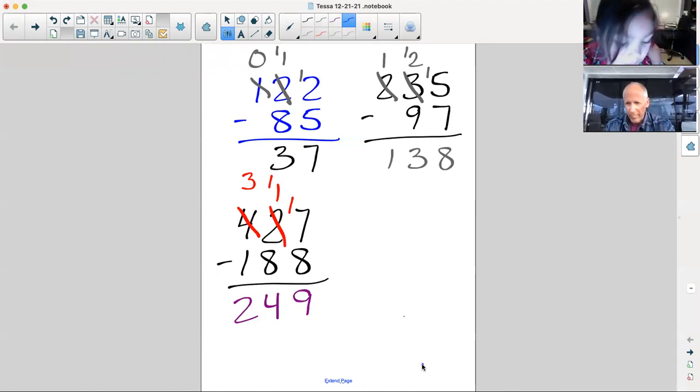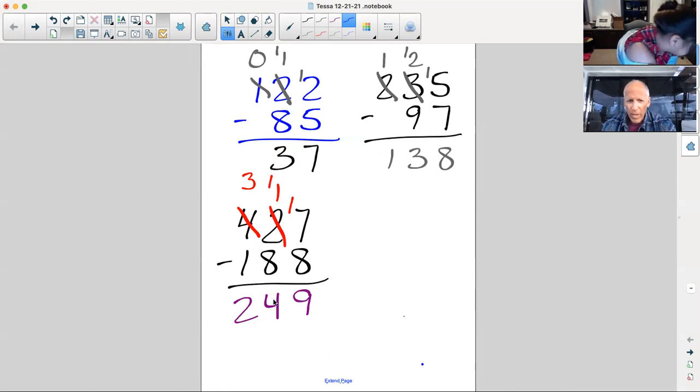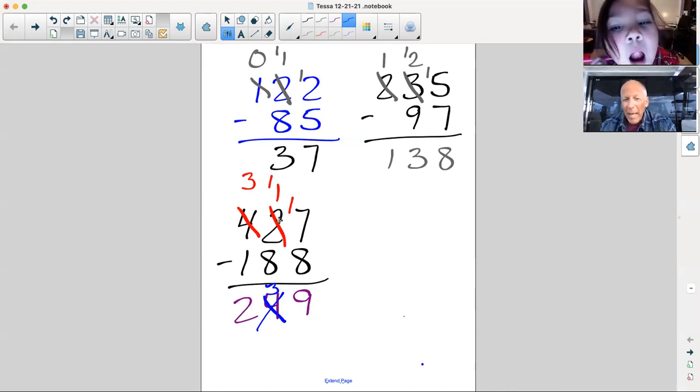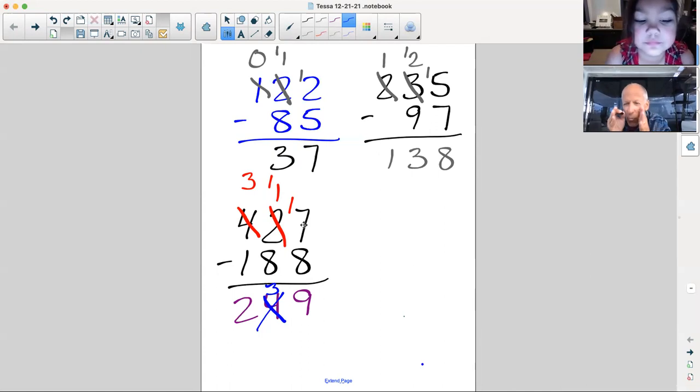11 minus 8 is 3. You didn't say 3. You said what? Four. You said 4. Tessa, come on. Tessa, that is a 3. Now, did you make the 2 a 1 and then an 11? No, Tessa, you're not looking at the right thing. You need to look at the work you did right on your paper.